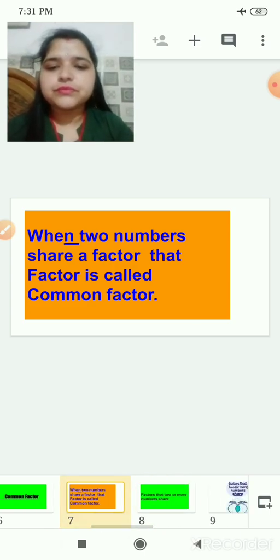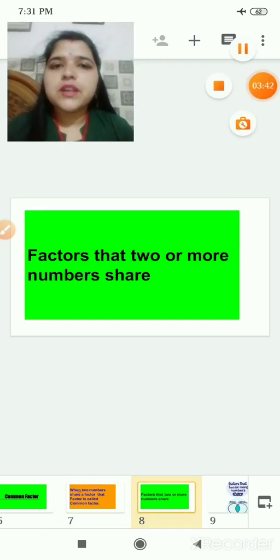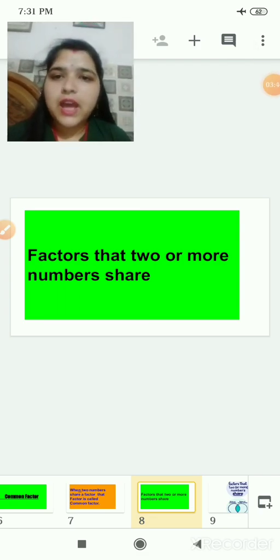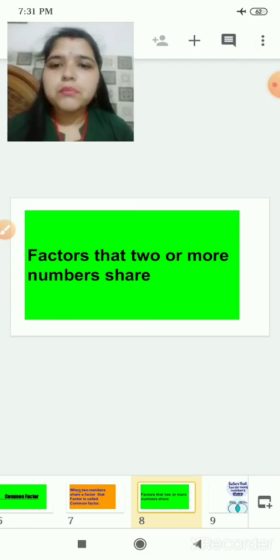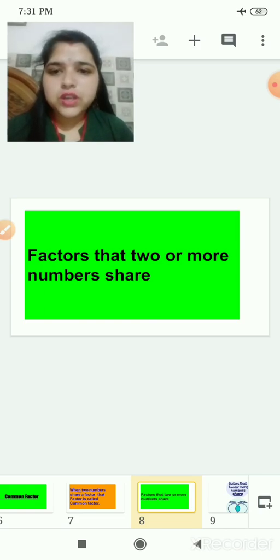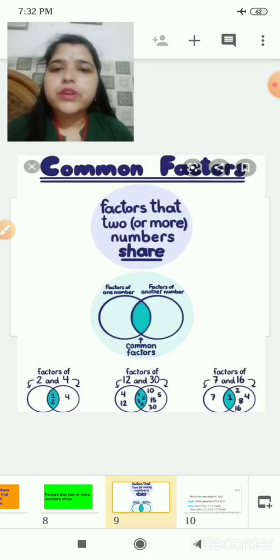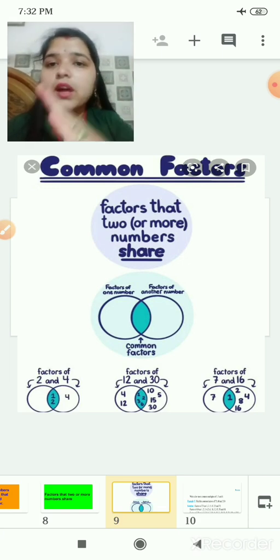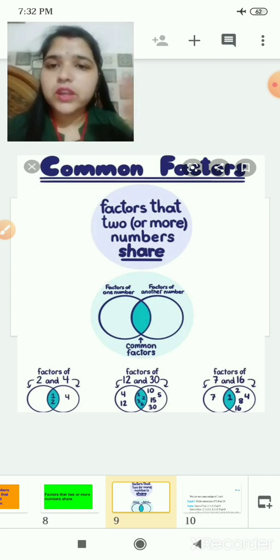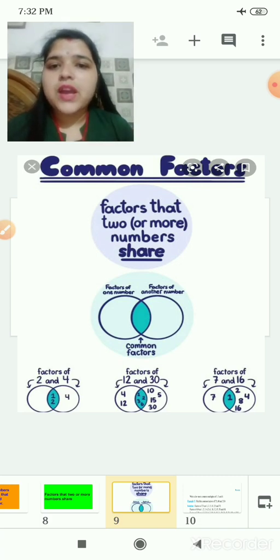Or you can say, factors that two or more numbers share. You can see here, that is common factors. Factors that two or more numbers share. It means both are having one thing that is similar, so they share it with each other.